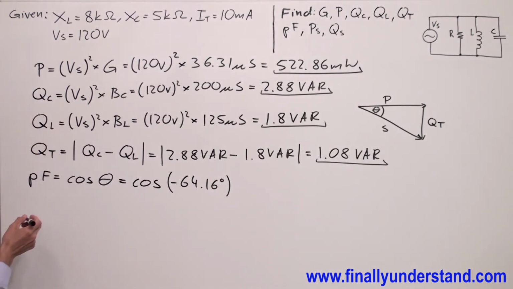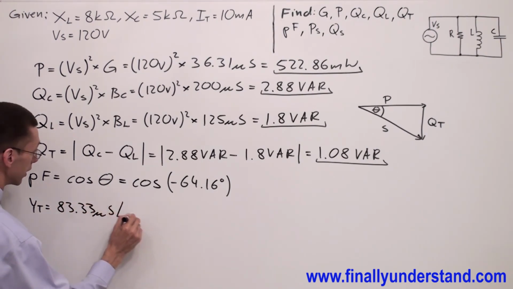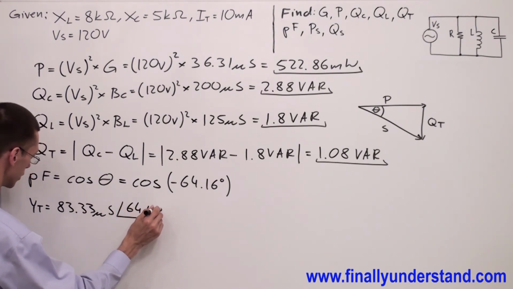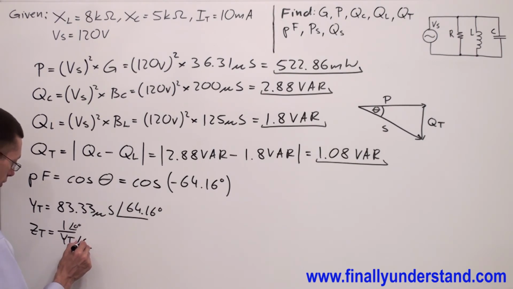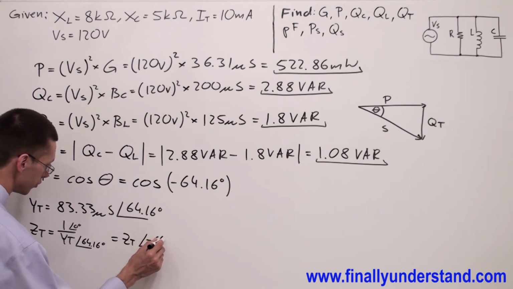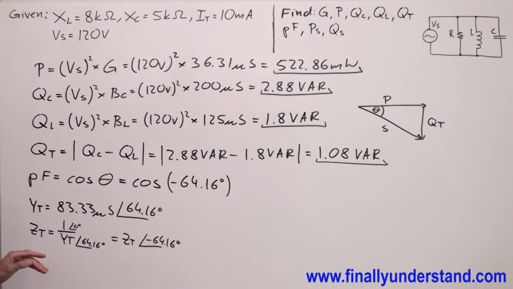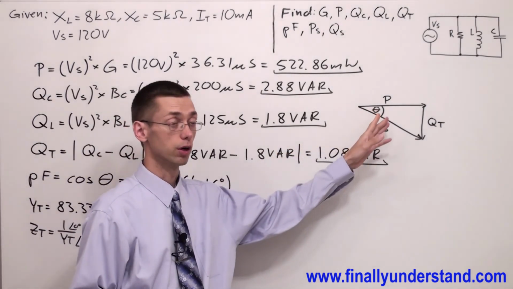If someone doesn't understand what I'm talking about, let me just show you one more time. We got Y total equals 83.33 microsiemens and angle of 64.16 degrees. If you want to find Z total, it is the reciprocal of Y total. Anytime we have no angle, it is like angle 0 degrees, right? And I have angle 64.16 degrees over here. So if you subtract these two angles, your Z total is going to have angle negative 64.16 degrees. That's why I have a negative angle which I'm going to use over here, and this is the same angle which I'm going to use for the power triangle.